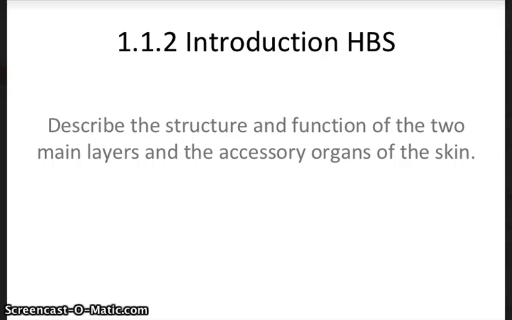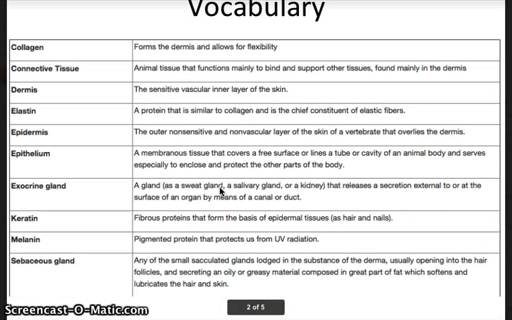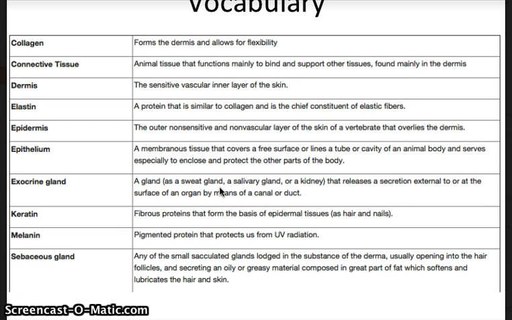In 112, you're going to start looking at the integumentary system, and you're going to describe the structure and function of the two main layers of the skin and the accessory organs of the skin. You also kind of look at the third layer there too. So here's all your vocabulary. There's a lot in this one because you're looking at all the different pieces of the skin, plus some important proteins that are inside the skin that do some important jobs.